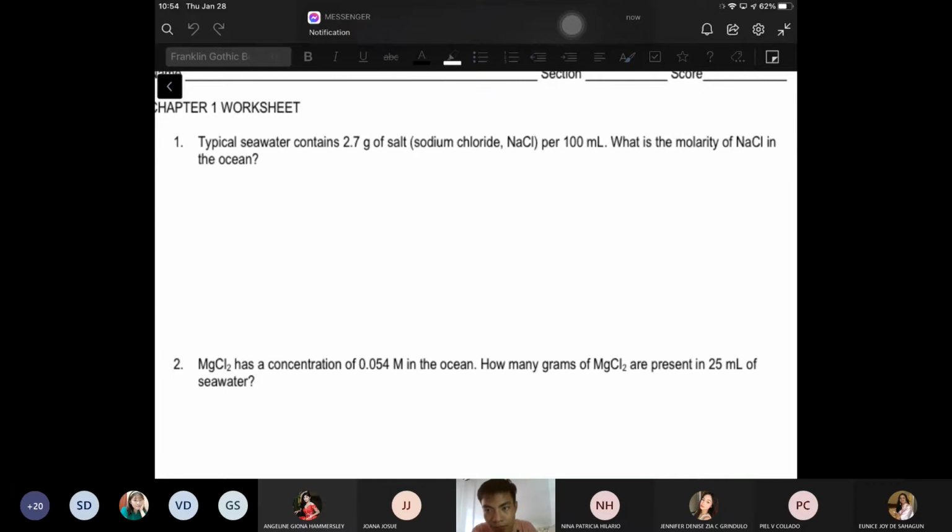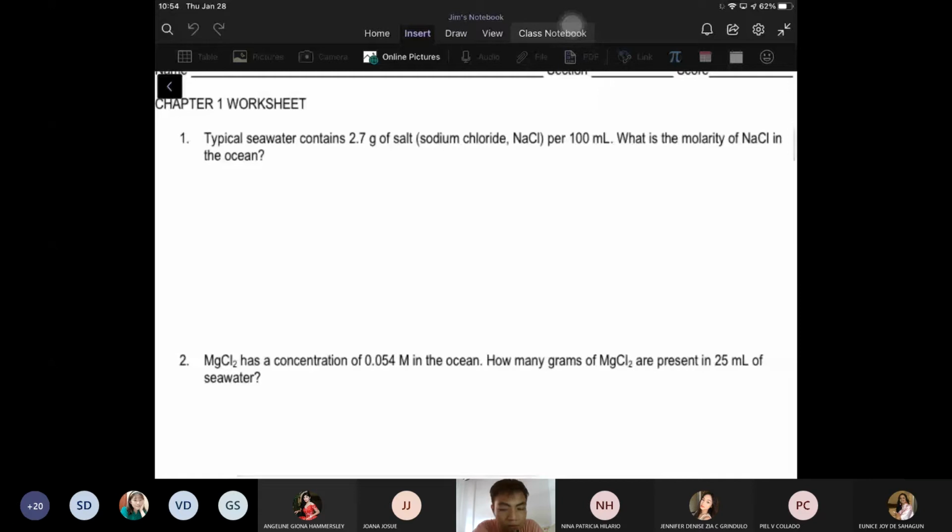Okay, so let's start. Question number 1. Typical seawater contains 2.7 grams of salt or sodium chloride per 100 ml volume. What is the molarity of NaCl in the ocean? Okay, so to answer this, since ang question ay molarity, all we need to do is to find kung ano yung equation for molarity. So the equation for molarity is what? Mole per volume in liters.